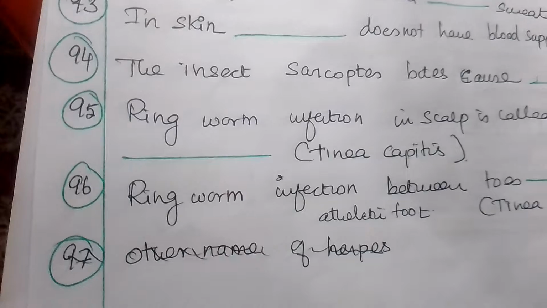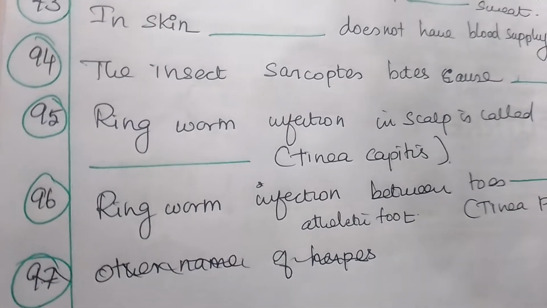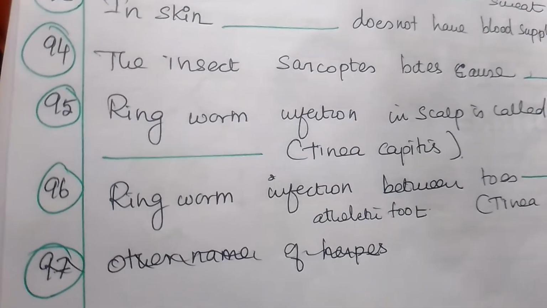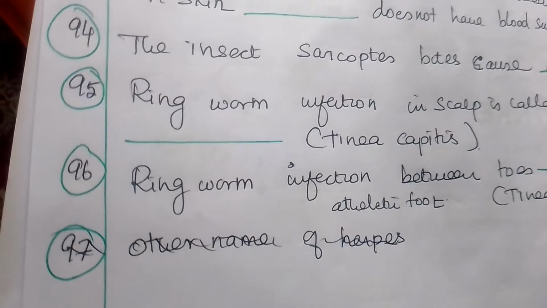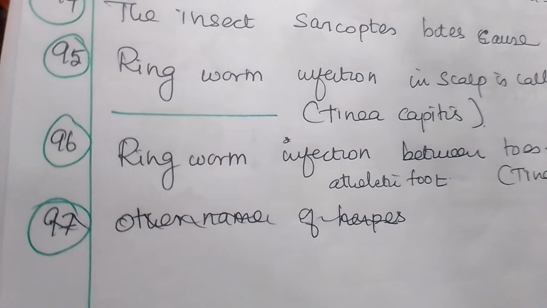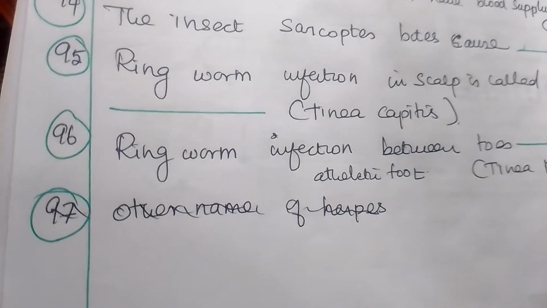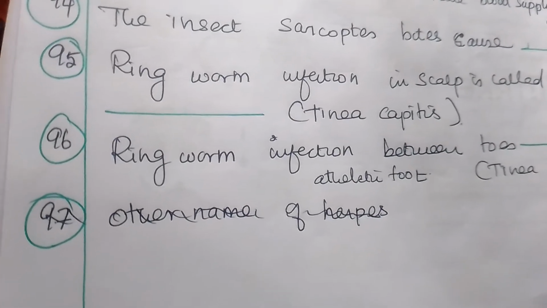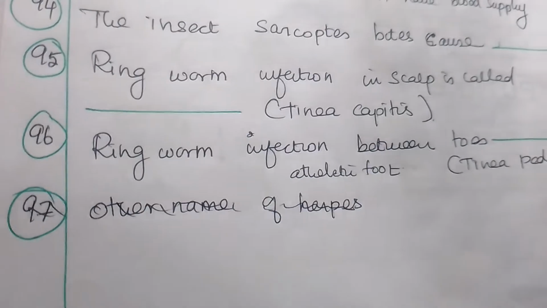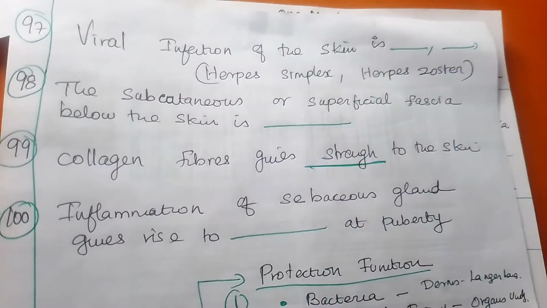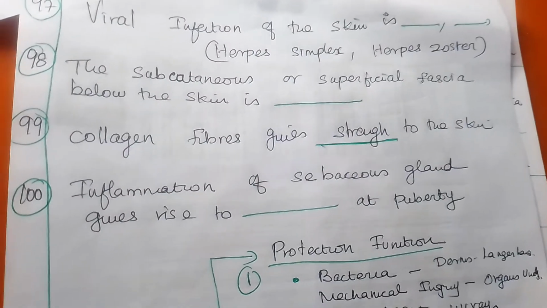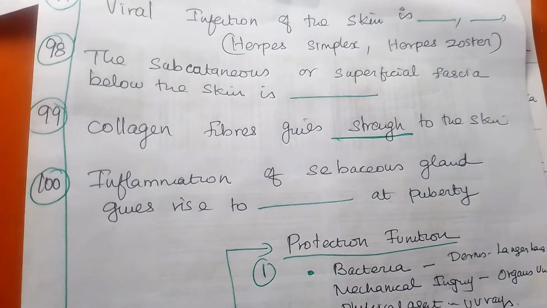Next, a ringworm infection in the scalp is called tinea capitis. Ringworm infection between the toes is called tinea pedis, otherwise called athlete's foot. The viral infections of the skin are herpes simplex and herpes zoster.